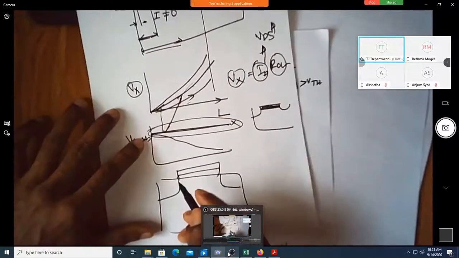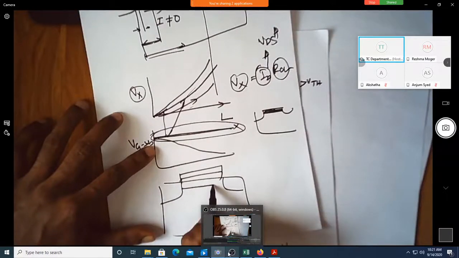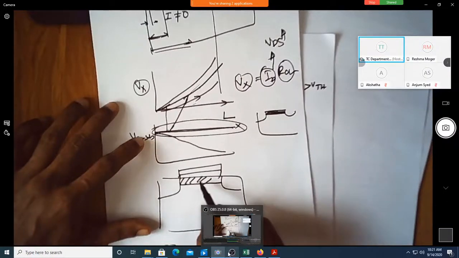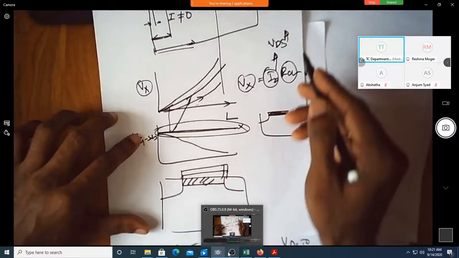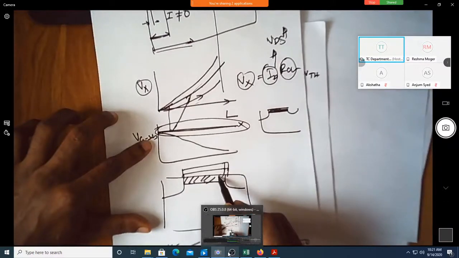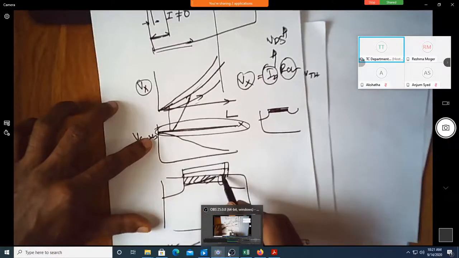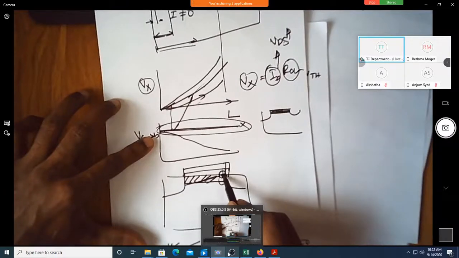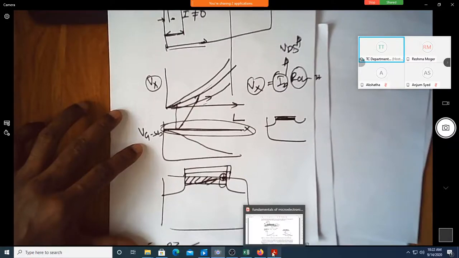So what happens there? If there is no VDS, you can see the density of electrons is uniform throughout the entire channel. As you keep on increasing the VDS, the effective voltage at the drain side starts reducing. When it starts reducing, you don't have a channel formation at this point. So that's why you'll have this type of structure. Can you see here?